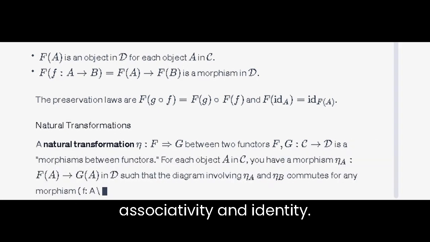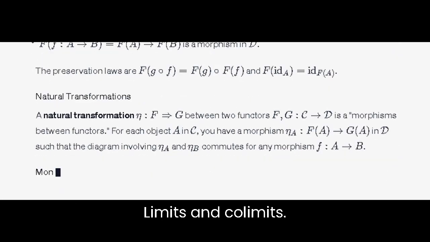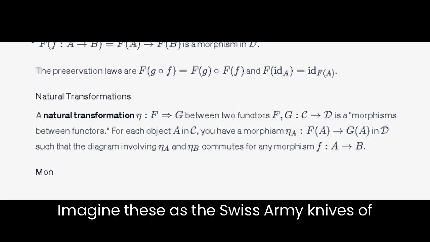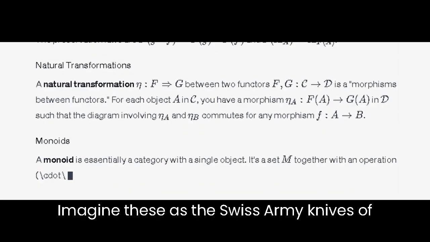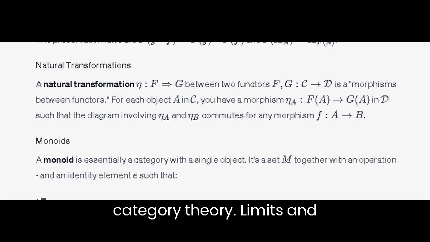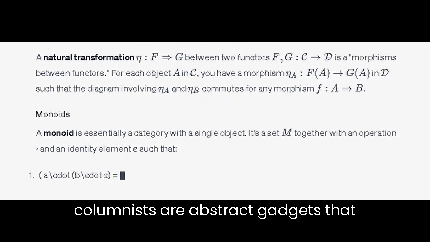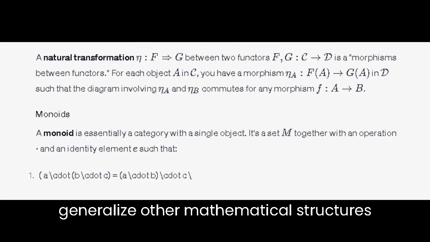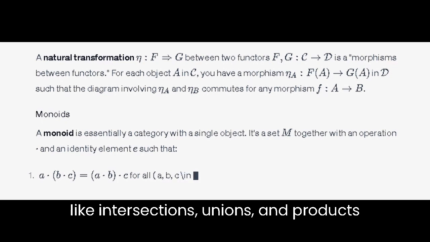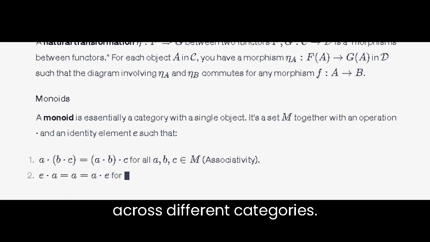Limits and colimits. Imagine these as the Swiss Army knives of category theory. Limits and colimits are abstract gadgets that generalize other mathematical structures like intersections, unions, and products across different categories.